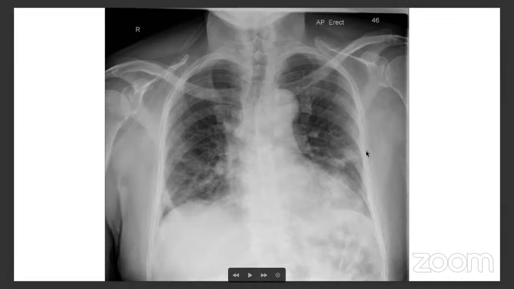So he came and he had some constitutional symptoms, but he didn't have any shortness of breath. He appeared to be comfortable. When somebody took the oxygen saturation, it was only 75%. So this is the condition where we say happy hypoxia. The patient is not obviously dyspneic, but at the same time, the oxygen saturation is very, very low.